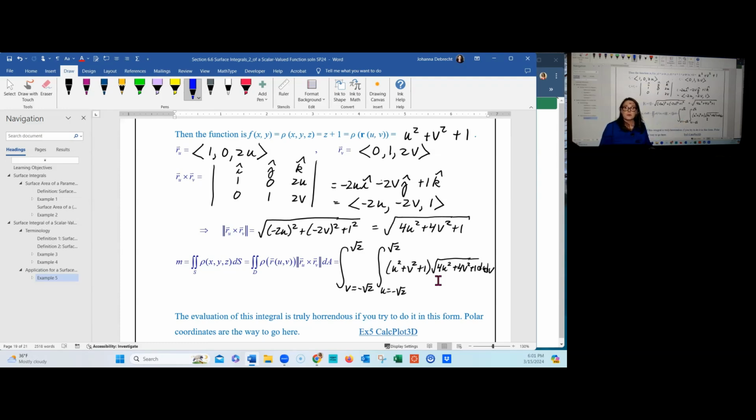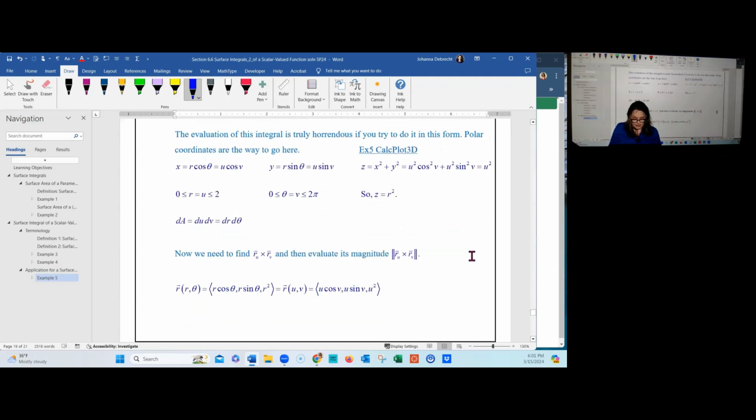A better option when you have symmetry around either a line or a point is to use polar or cylindrical coordinates if it's symmetric about a line, or spherical coordinates if it's symmetric about a point. Let's go ahead and go back and use our polar coordinate or cylindrical coordinate system. In this case, we're going to let x be r cosine of theta, and we can let r be u and theta be v. So this will give us x is u cosine v, and y, which is r sine theta, will be u sine of v.